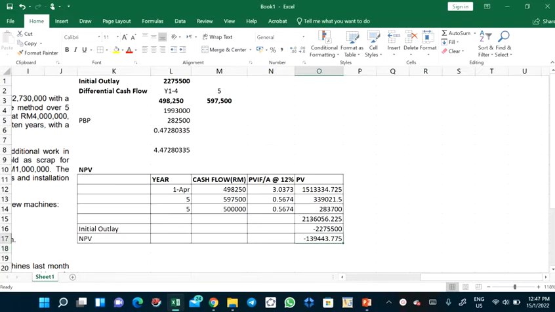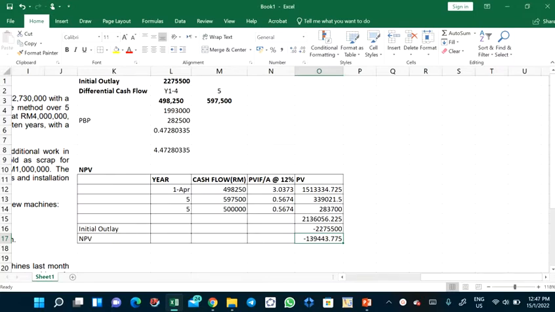So when NPV is negative, it means shareholder wealth will also drop. That's why when it is negative NPV, we tell the firm to reject. But if the NPV is 0, we will still accept, because 0 doesn't mean the firm will obtain a loss. Okay, so that is for NPV.